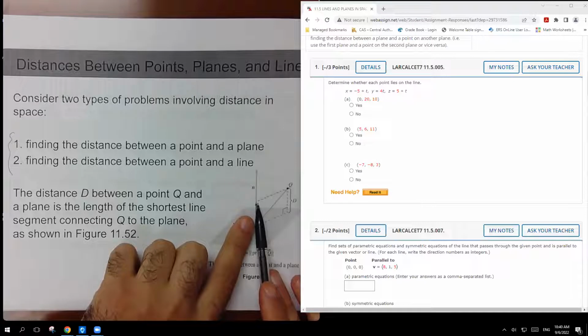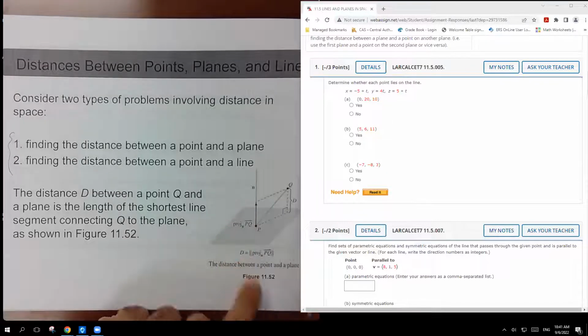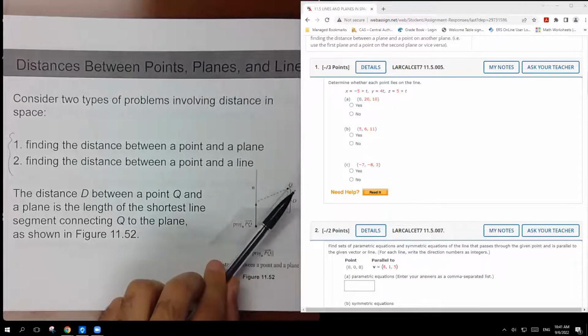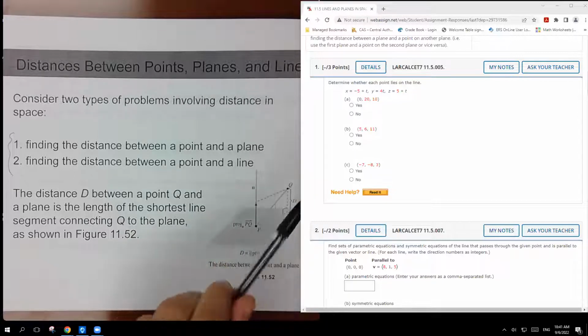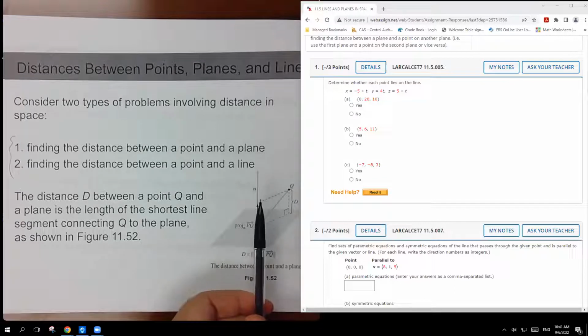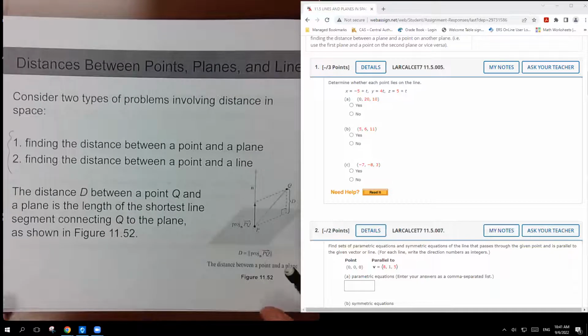They're going to give you a normal vector. Here's the normal vector. The distance between the plane and the point is going to be the projection of this line, which is the vector here, we got it, onto the normal vector. The projection of this line on the normal vector. This one is going to be the distance between the point Q and the plane. Let's check that on the next page.